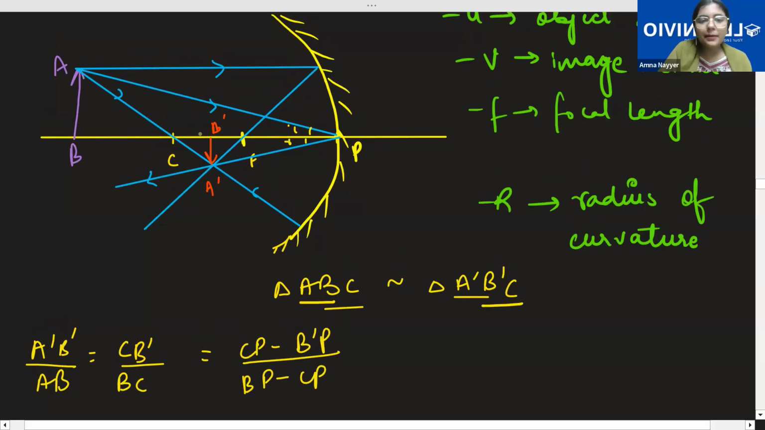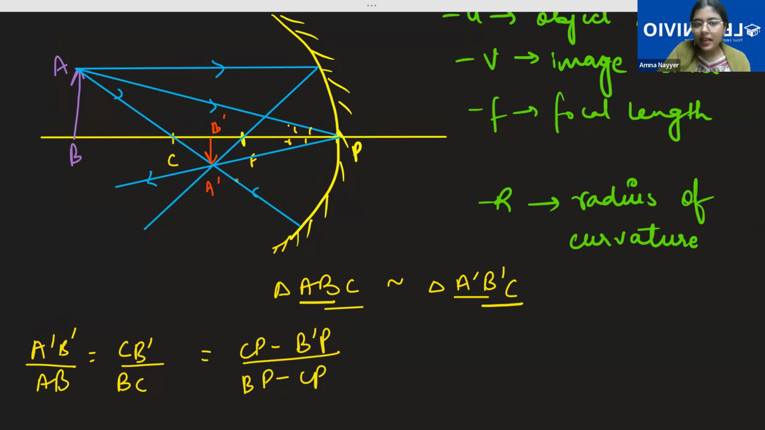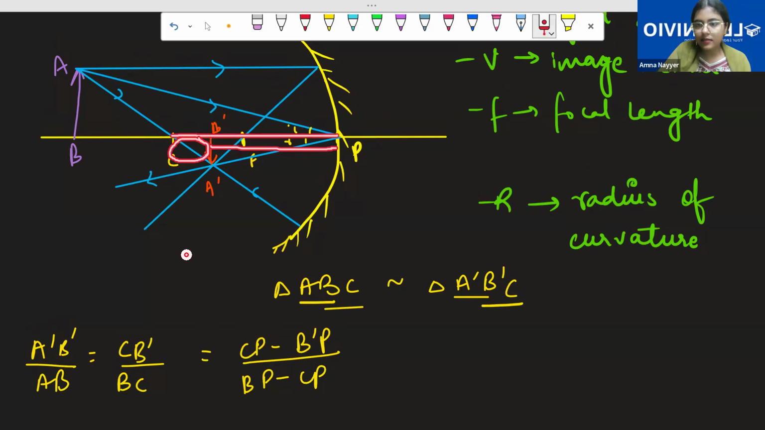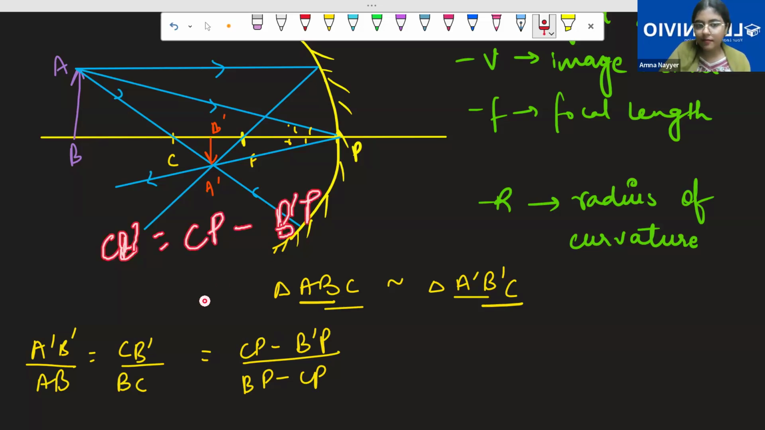Now, if I talk about CB', just this smaller part, this is a part of this bigger CP. If from this bigger CP, I just subtract this B'P, I'll get the smaller length, CB'. CP is the bigger one. From here, if I subtract this, this will be left. So from C, I can say CB'. If I want to write down the value of CB', I can say it is CP minus B'P.